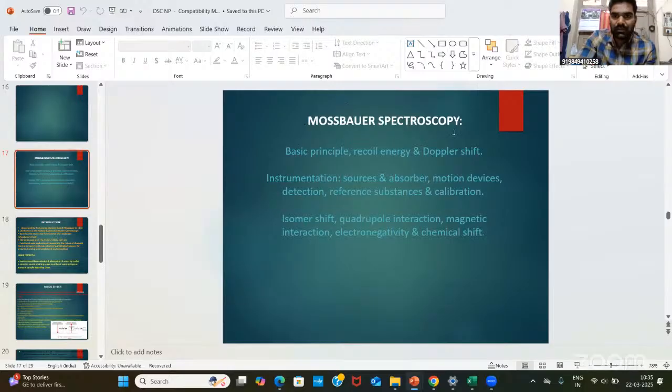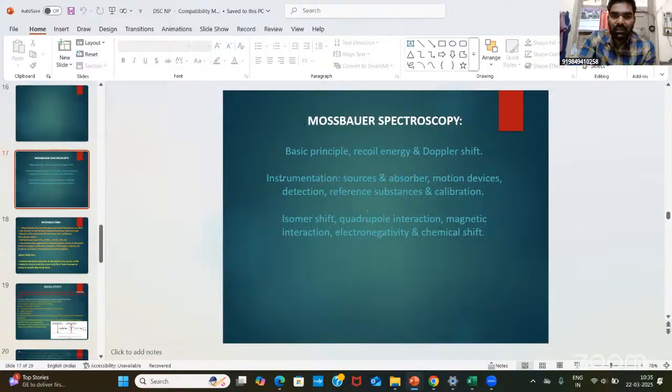Mössbauer effect spectroscopy. We will study Mössbauer spectroscopy, and in it we are going to discuss the basic principle, what is recoil energy and what is Doppler shift, and also the Mössbauer spectroscopy instrumentation: sources and observer, motion devices, detectors, and also reference substances and calibrations.